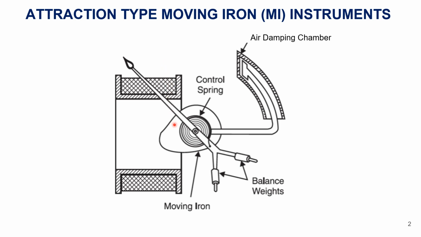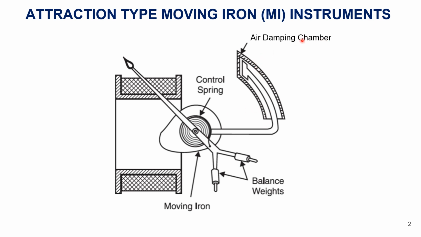Here, whatever the direction of the current through the coil, the iron disc would always be magnetized and pulled inwards. So this type of instrument is useful for measurement of direct current as well as alternating currents. That is the major advantage.